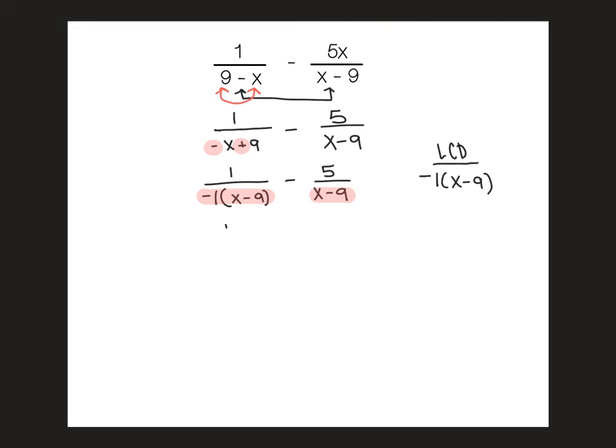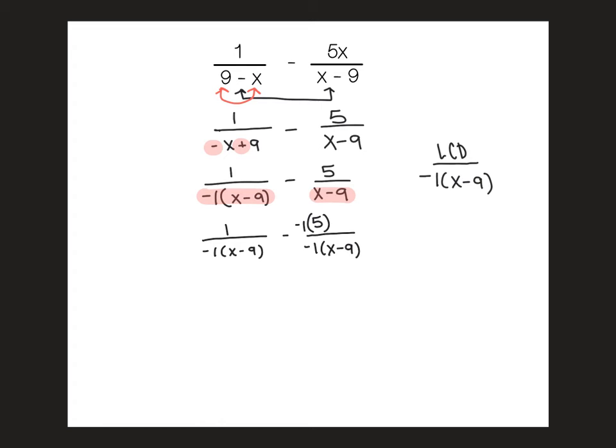If you look at the first fraction, the least common denominator is already the denominator, so I don't need to add or change anything there. In the second denominator, I just don't have the negative 1, but I do have the x minus 9. If I add a negative 1 to the denominator, I also need to add it to the numerator.